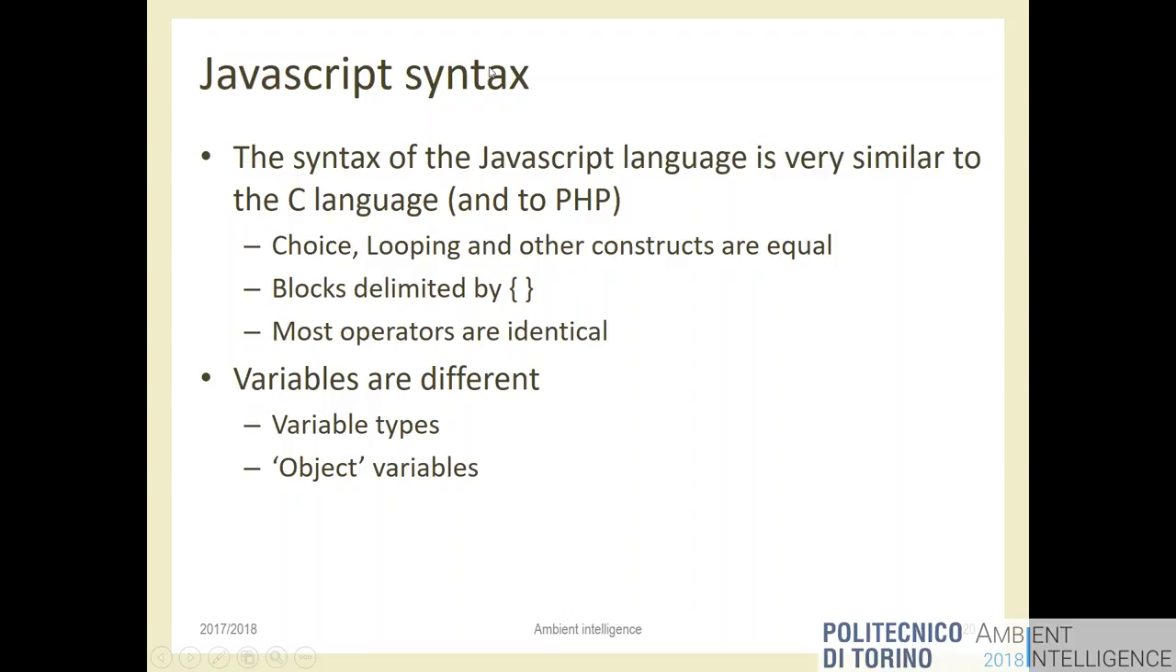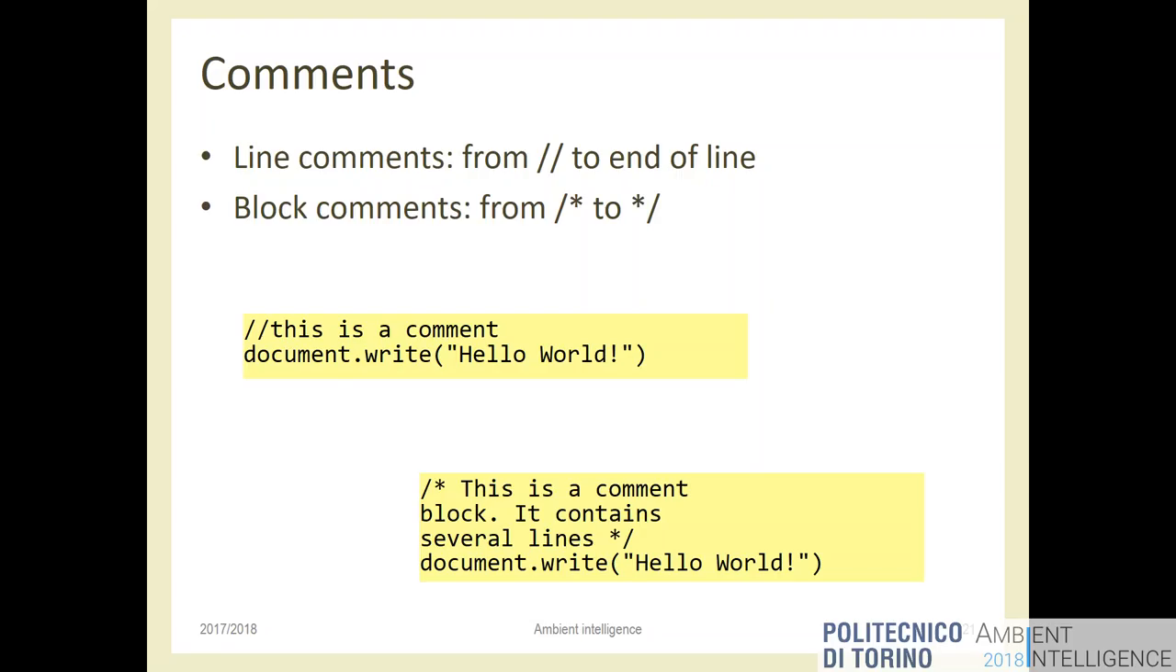I said that the syntax of the language is very similar to C, so all the other control constructs are the same, blocks are delimited by braces, and most operators are the same, so we don't actually have to learn anything new. It's simpler than C because, for example, all the string handling is much simpler in JavaScript, because they are native objects. And variables are different because they are more like the Python ones. So we have no variable types, and you have objects instead of just simple references. But just to have a flash, comments are in the C or C++ syntax, also Java. They all use the same syntax for the comments.